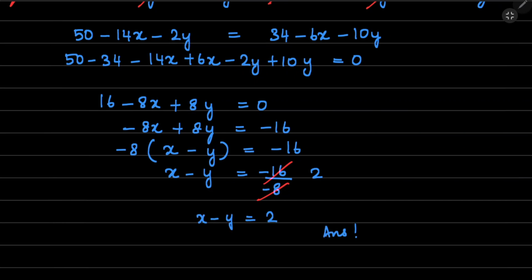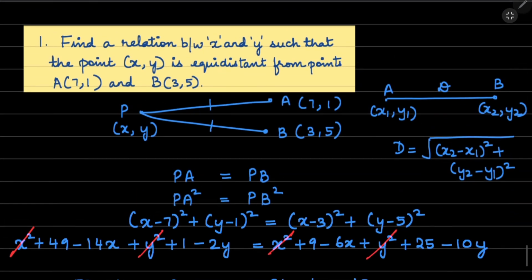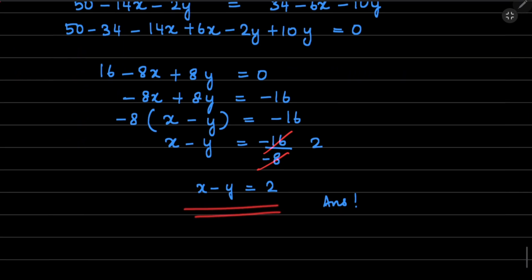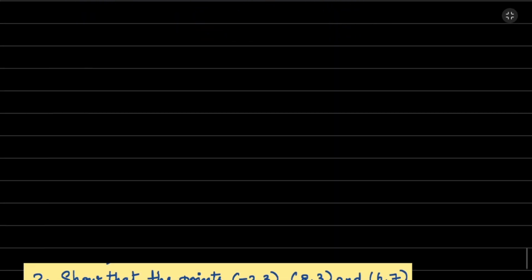So that is the relationship between x and y. The question was, find the relation between x and y. That means find the equation relating x and y such that the point (x, y) is equidistant from the two points A and B. So the final answer is x minus y equal to 2, or x equal to y plus 2. Right? Let's move on to the next question.